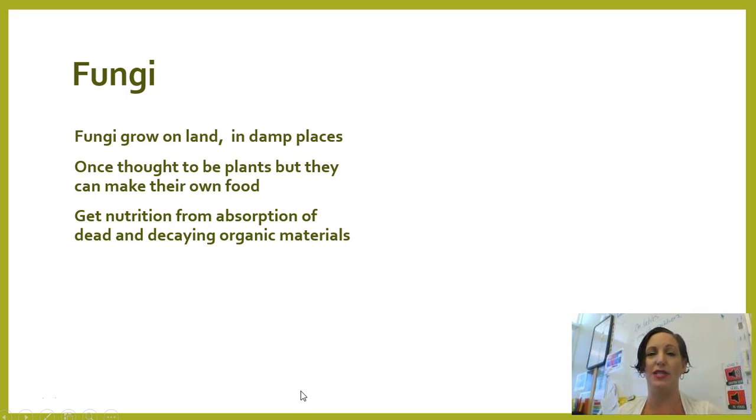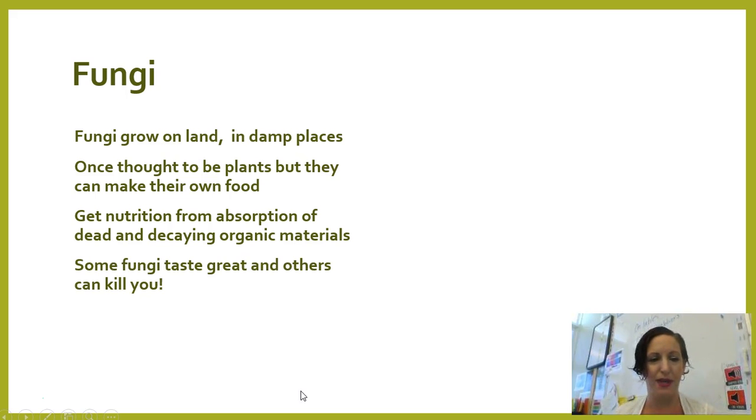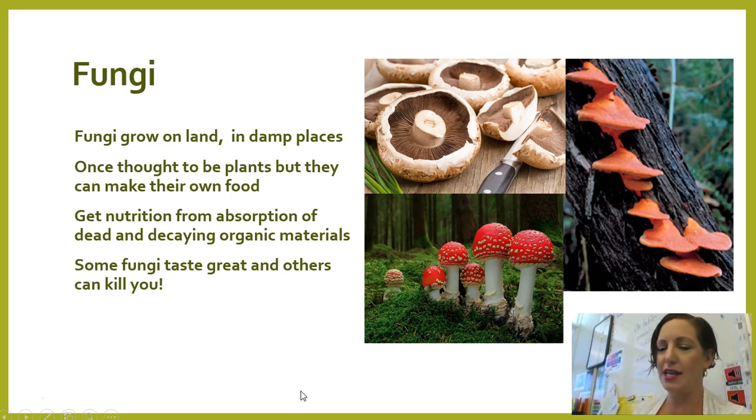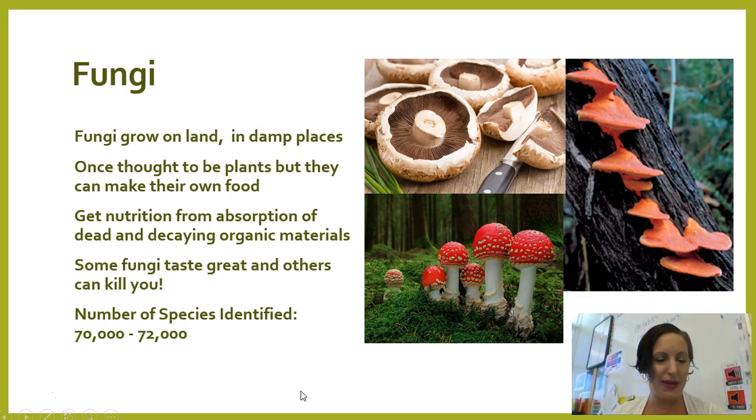So like dead leaves or dead trees have often got fungi growing on them, which decays them and decomposes them to return the nutrients back into the soil. Some fungi can taste really, really good, and others can kill you. So yummy mushrooms, deadly toadstools. And here's a picture of some fungi growing on an old tree trunk. So you might have seen that if you did some bushwalking or even in your own garden. There's about 70,000 species of fungi that have been identified so far. Some of them are actually really, really beautiful.